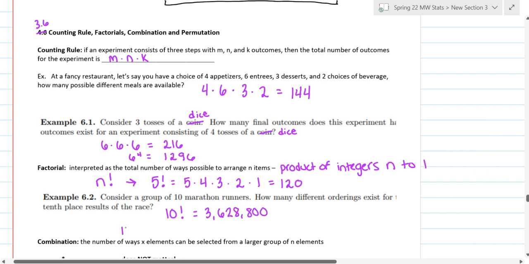Okay, so you would go 10, math, over to PRB, and then your exclamation point, and then enter.